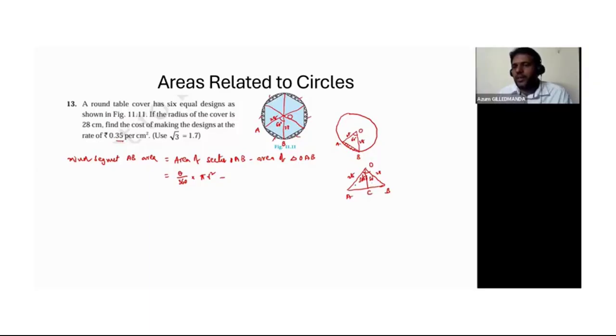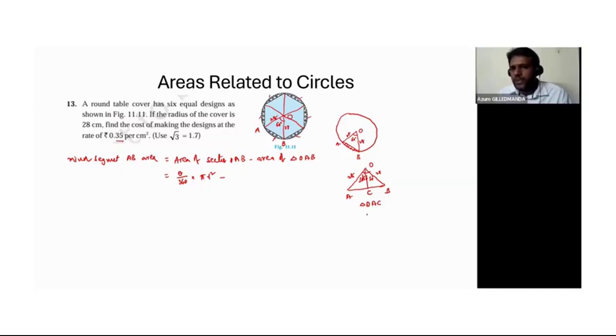Now OAC is a right angle triangle, right? So from triangle OAC, I need this, right? Because what is the area of a triangle? Half into base into height. So I need the base. I don't know what the AB length is, right? So let's find that. I know this OA.